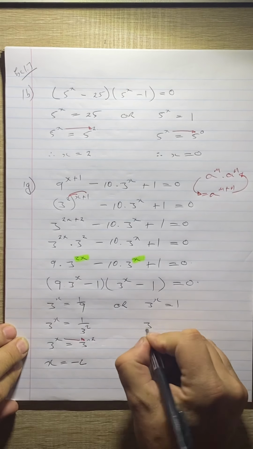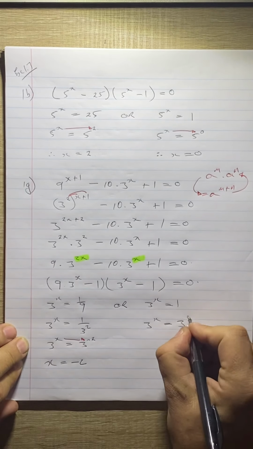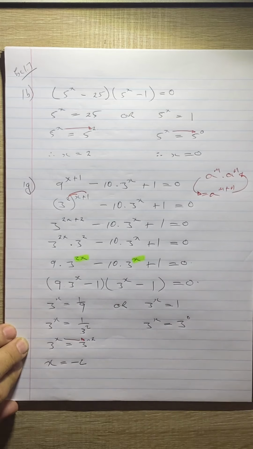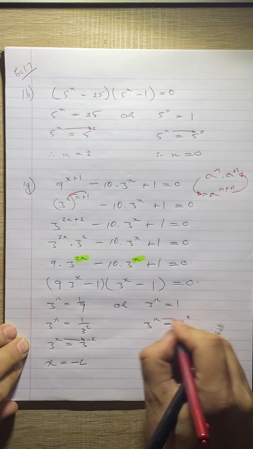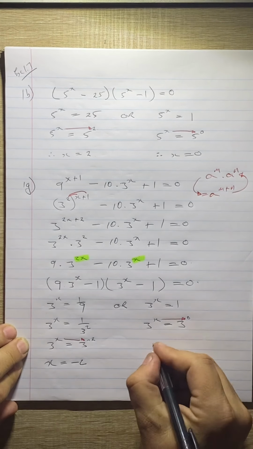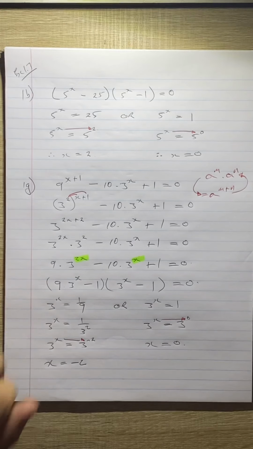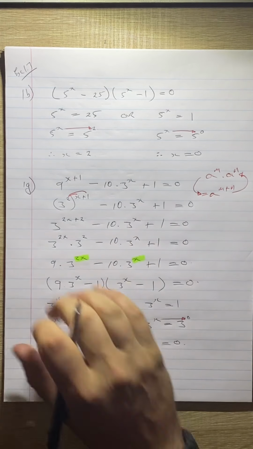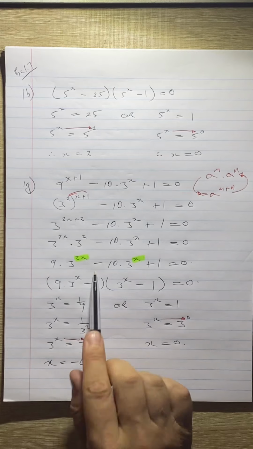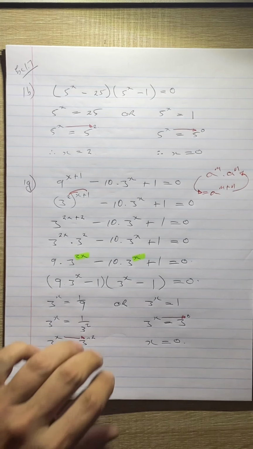For this one over here, 3 to the x is equal to 3 to the power of 0. That gives us 1. Bases are the same, so we can equate the exponents, and we get x is equal to 0. Okay, so something to take from this, guys. Please make sure you know how to factorize your trinomials. Right, the next one that you've chosen is question 2a.